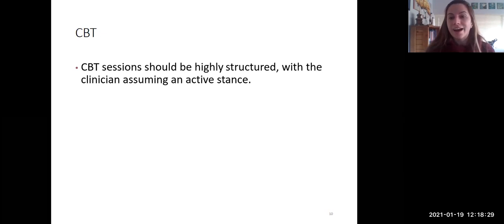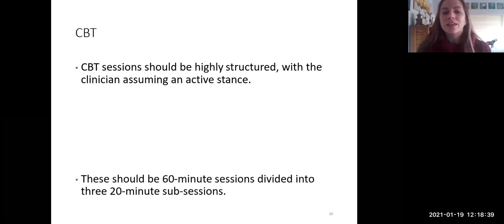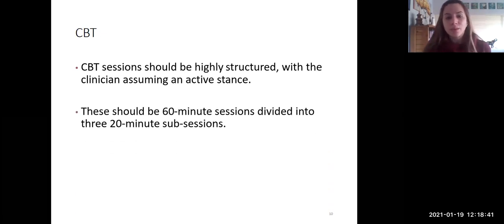They take a very active and involved stance with educating about the intervention that's going to be conducted, giving the rationale as to why it will be helpful, practicing it with them, and then sending them home with an assignment to practice on their own.